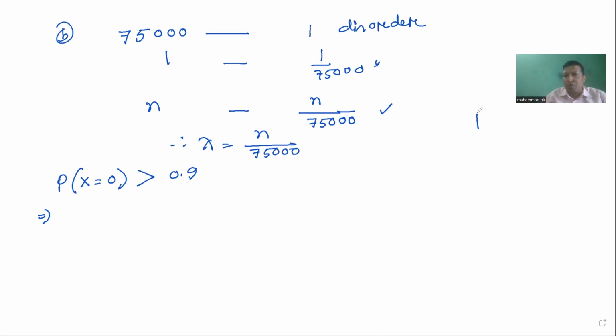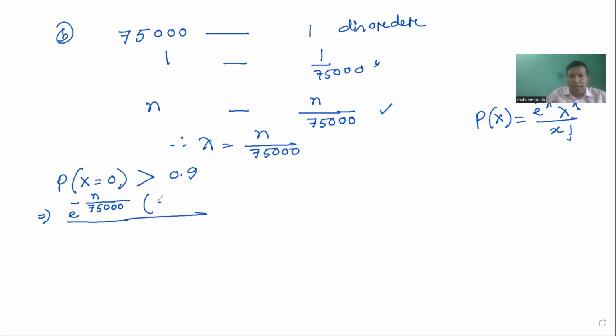We know the Poisson distribution formula: probability of x equals e to the power minus lambda, lambda to the power x, over x factorial. So we have to write here e to the power minus n by 75,000, times n by 75,000 to the power 0, over 0 factorial, greater than 0.9. We know that if any number to the power 0, it will be 1. 0 factorial is also 1. So we get e to the power minus n by 75,000 greater than 0.9.